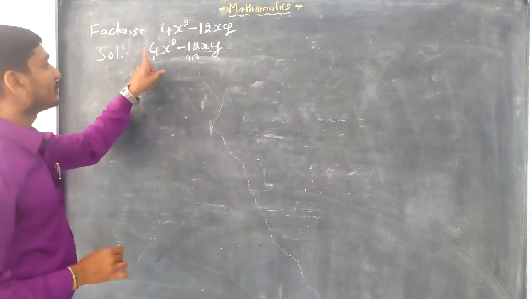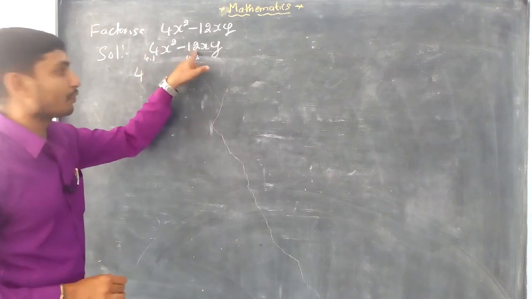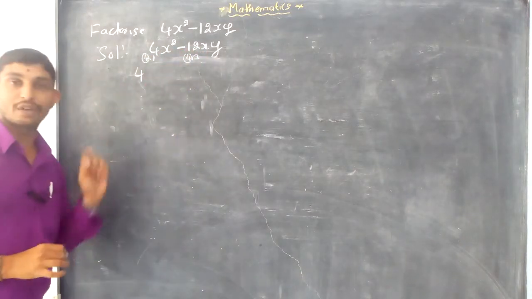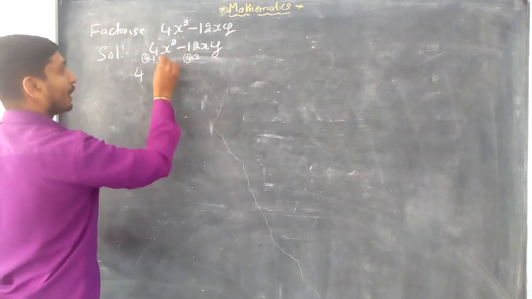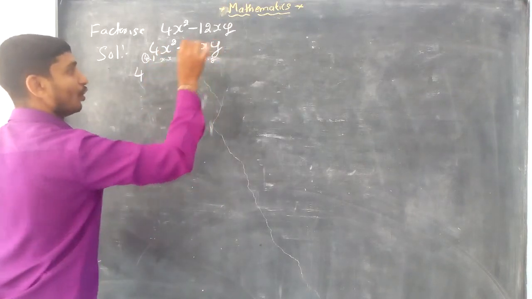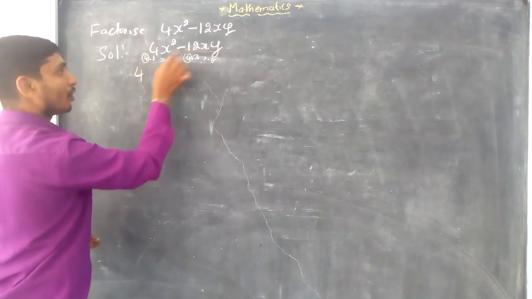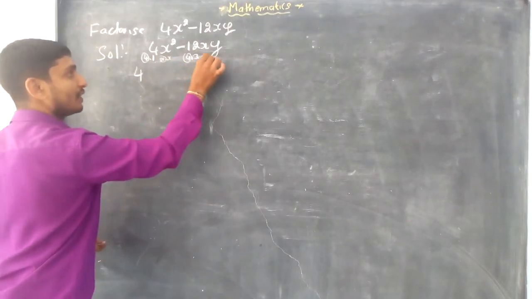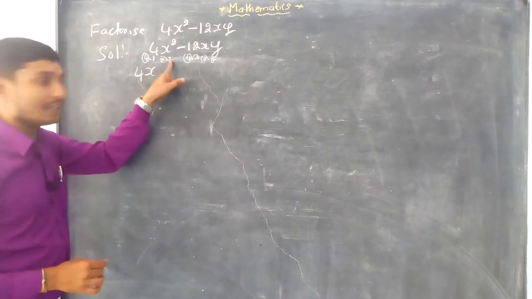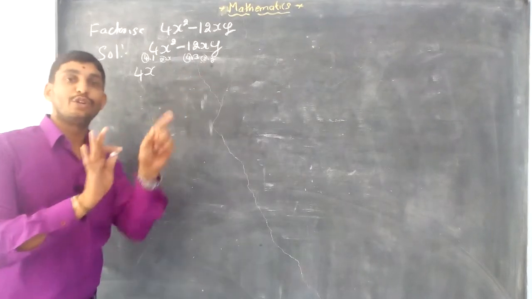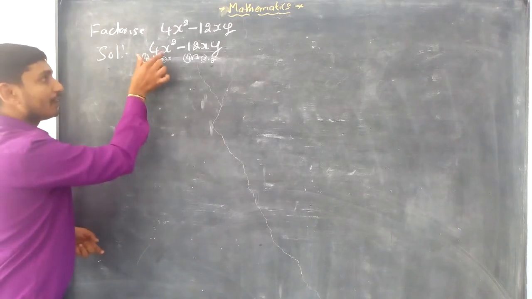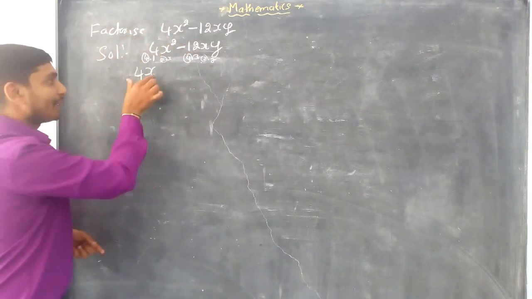So in these two now see, 4 ones are 4, 4 3s are 12. In these two you have to take 4 common. Then x bar means x into x, xy means x into y. Both have x, but there is no second x to take, so you cannot take y common. That means you can take 4x common. Here 4x is there, here also 4x is there, you can take 4x common.